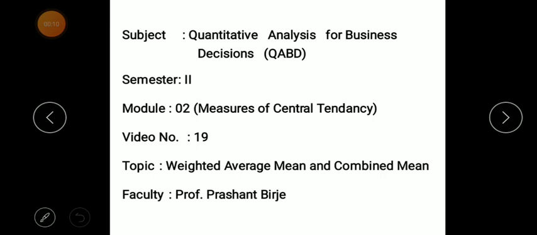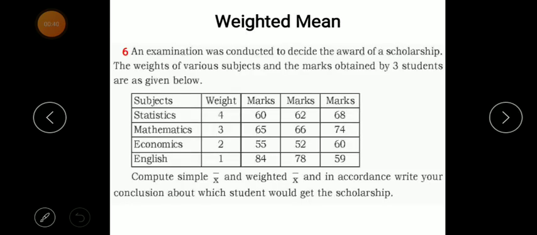In today's video lecture we are going to see some more methods of finding means that are of different types. In a previous video lecture we have seen how to determine the mean of ungrouped data, that is individual series, grouped data for discrete and grouped data for continuous series. In today's video lecture, we are going to study the weighted average mean and combined mean methods. So let us begin with weighted mean.